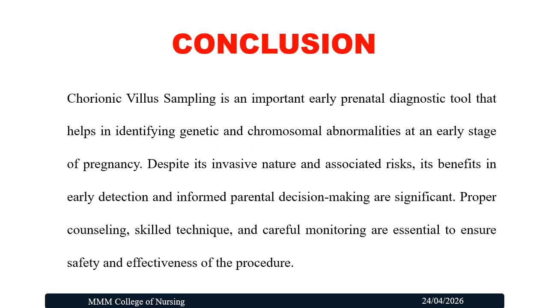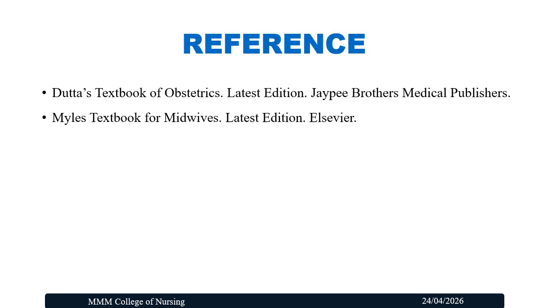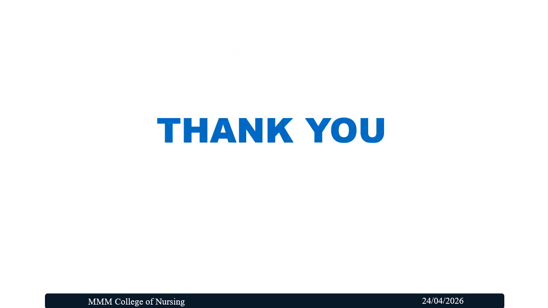Conclusion. Chorionic villi sampling is an important early prenatal diagnostic tool that helps in identifying genetic and chromosomal abnormalities at an early stage of pregnancy. Despite its invasive nature and associated risks, its benefits in early detection and informed parental decision making are significant. So, proper counseling, skilled technique, and careful monitoring are essential to ensure the safety and effectiveness of the procedure. References. Thank you.